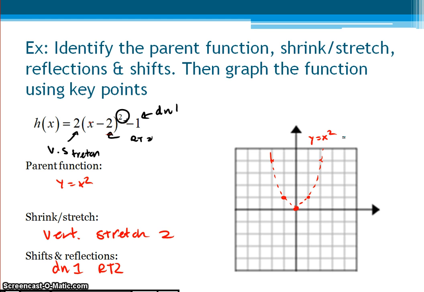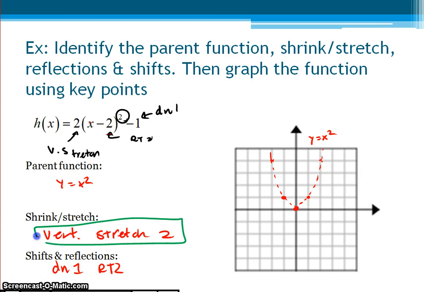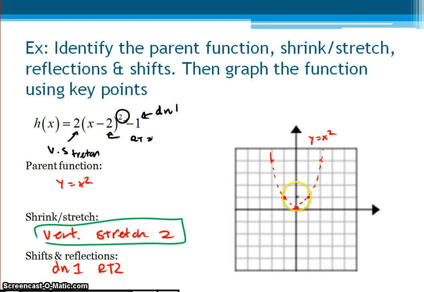Okay, so we're graphing our base function, and then we're going to do our shrink and our stretch. So when we do our shrink and our stretch, we're going to do a vertical stretch of 2. When you have a vertical stretch, when your number outside your function is bigger than 1, it's a stretch, and you multiply each y value by that number. So this y value is 1, I'm going to multiply it by 2 because that's my stretch value, so it's going to go at 2. When I take this y value, which is 0, multiply by 2, I still get 0, so it's still going to go through this point. And when I take this y value, which is 1, it's going to go through here.